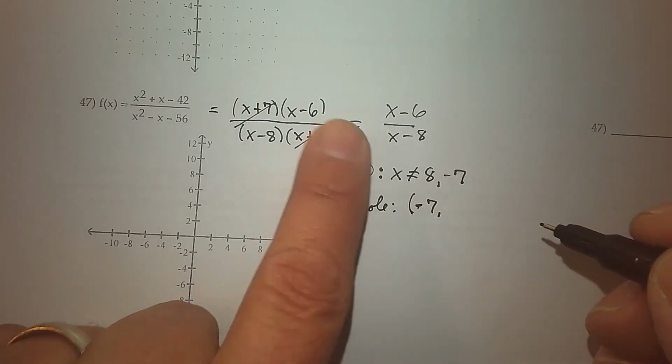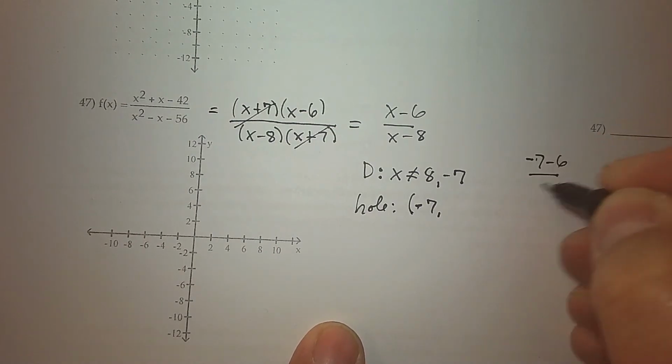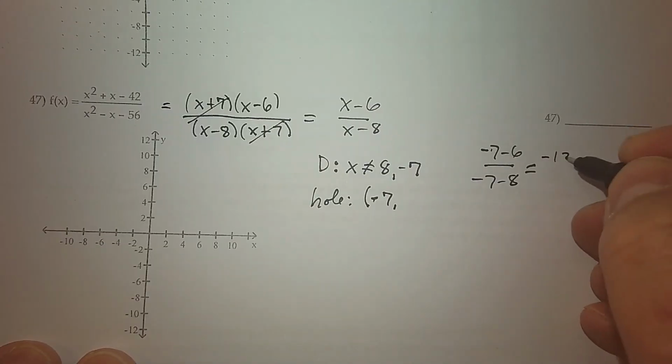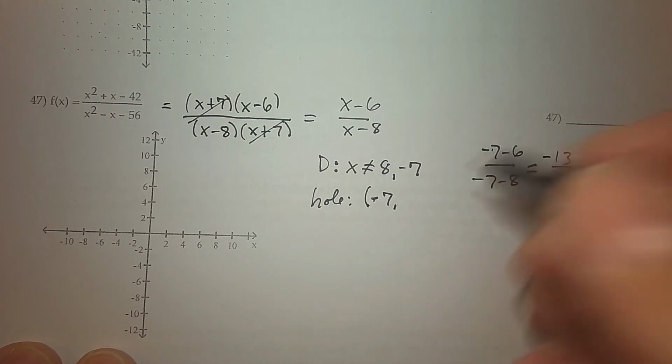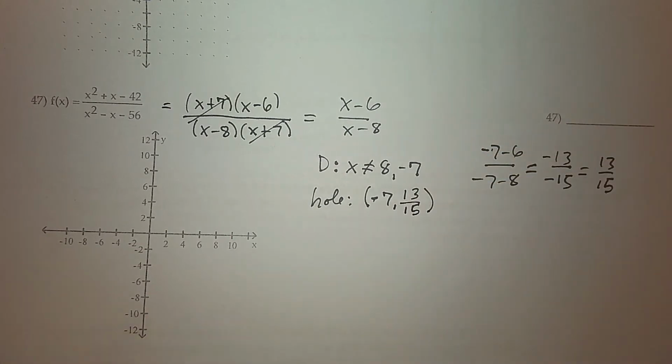How do I then find the y coordinate that goes with this hole? I take that negative 7, I can do that on the side, and I plug it in to find, hey, what's the y coordinate that goes with negative 7? So that's negative 13 and negative 15. So the answer is pretty close to positive 1, but not quite. It's just underneath positive 1. But it's important to recognize a negative divided by a negative is going to be a positive answer. So the hole is at negative 7 and 13 over 15.